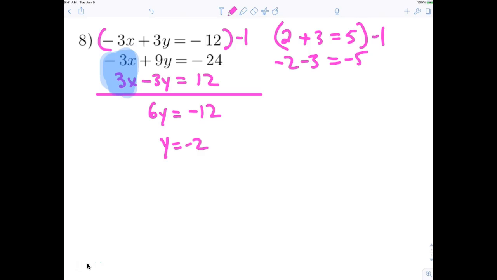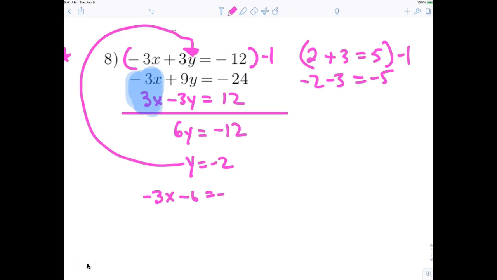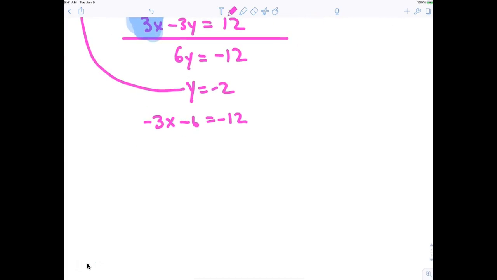All right, so now this means wherever I see a y, I can put what? Negative 2. So I'm going to put negative 2 right in there. And Julia, what am I doing with that? Thank you very much. All right, so now I have negative 3x minus 6 equals negative 12. Negative 3x equals negative 6.